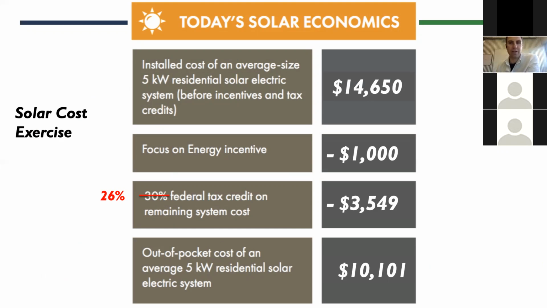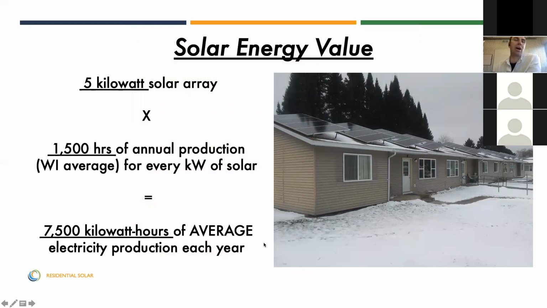Okay, so we're going to move on from there. Now that we know essentially how much our solar array will cost us out of pocket, we can calculate the solar energy value of that solar array. So if we take, again, that same hypothetical 5 kilowatt array, in Wisconsin we get an average of about 1,500 hours of sunlight per year. That includes the change of seasons, cloudy days, things like that. If we take that 5 kilowatt array times 1,500 hours of good solar production every year, we get about 7,500 kilowatt hours of electricity produced each year.